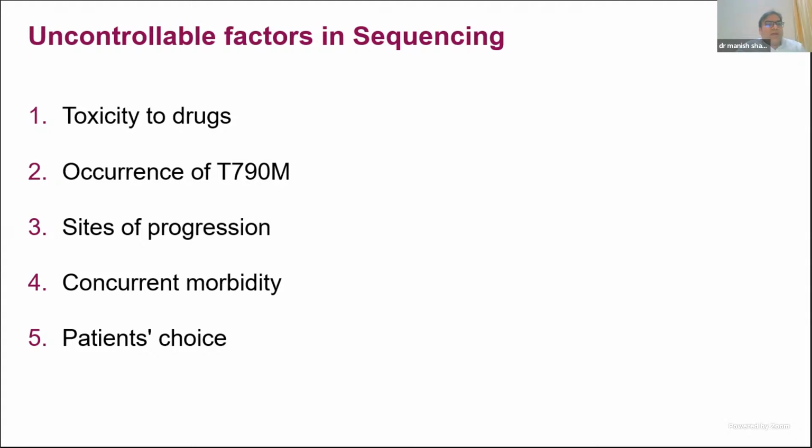Sometimes the site of progression would be the brain, and in those cases, it becomes very difficult to offer these patients second line treatment, because the PS of the patient frequently deteriorates very soon. Hence all of these factors are uncontrollable factors in the sequencing strategy.